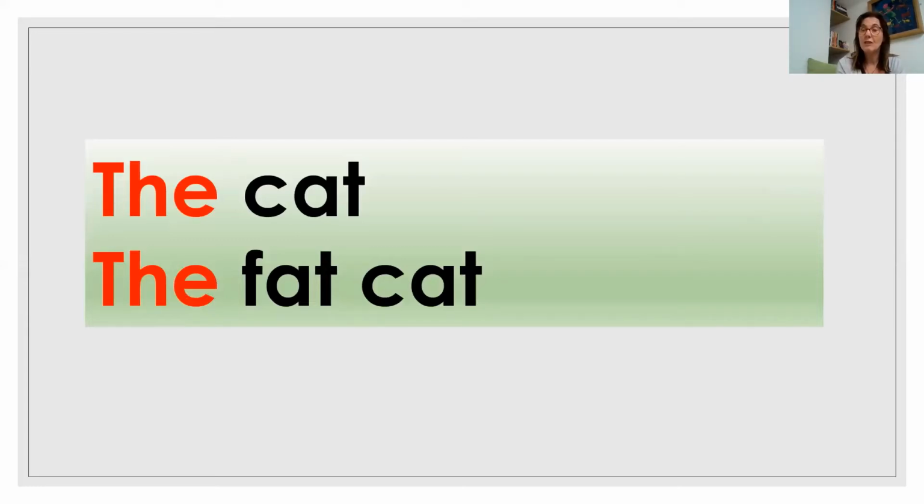The is your determiner that goes before the noun cat. It might, do you remember I said before, it might have an adjective before it. Fat, which describes the cat. So fat is your adjective. The, in this case, is before the noun cat. You can see that it's before the noun, but it has an adjective after it. So it has an adjective before the noun. So we have the as your determiner with the adjective in the way.